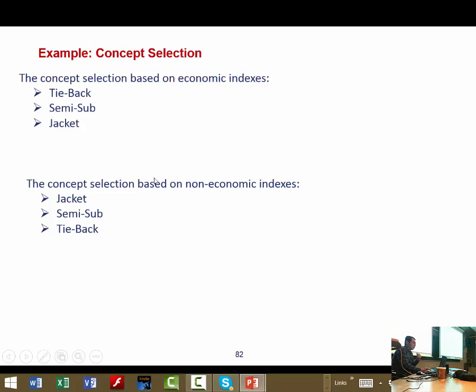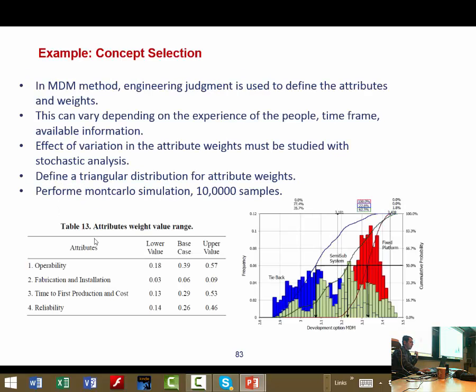But when you compare the results, for example, during the concept selection phase, it was just based on the economic indices. It tells you tieback, semi-submersible, and jackup are best, better, and good. But when you include the non-economic system, you will end up with a different decision here and here. So it's difficult to make a final decision. Therefore, you can get help from risk assessment.